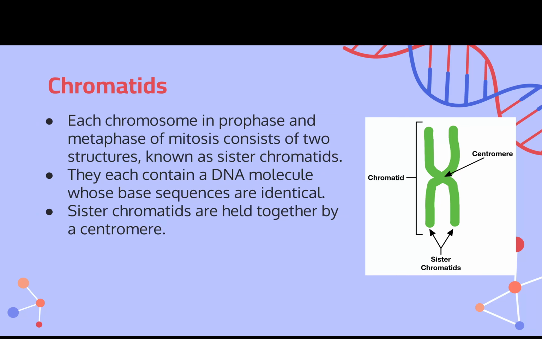Okay, so chromatids. Now, each chromosome in prophase and metaphase of mitosis. I'm not going to explain what mitosis is and how it works, but you should know that already. So in the prophase and metaphase of mitosis, each chromosome will consist of two structures known as the sister chromatids.